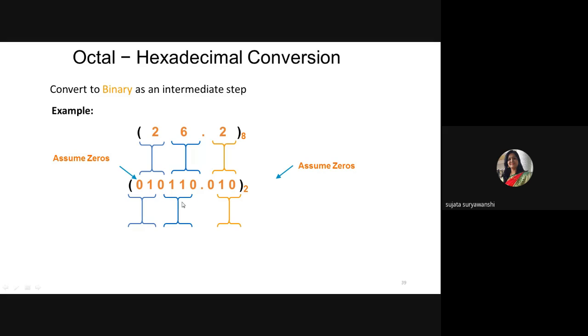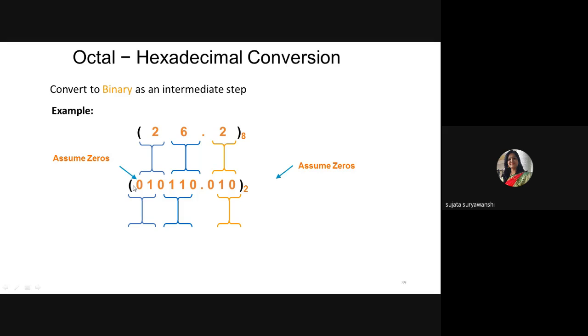Suppose this is the group of 4, and next only 2 bits remain. So we can append 2 more zeros to get a 4-digit binary number. The magnitude will not change when you append 2 more zeros here also and here also.